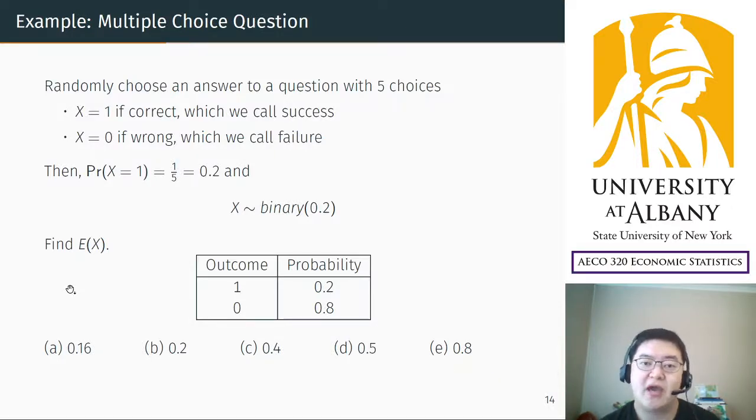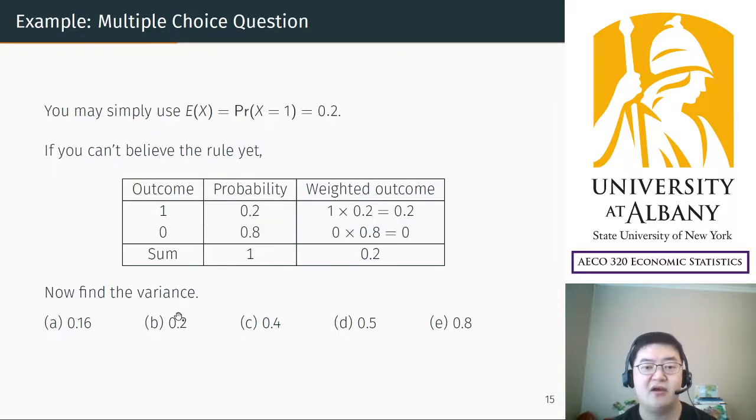Okay, it's easy to calculate the expected value from the probability distribution table like this. This is a probability distribution from randomly choosing an answer, and you may remember this is how we do it. Or you may simply use this result: the expected value of x equals the probability of success, even in this case. If you want to confirm this, you can do this. The point was you calculate the probability weighted outcomes.